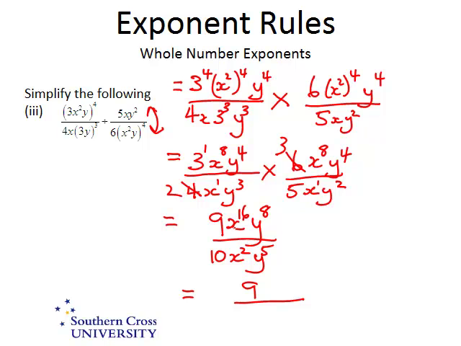Now this becomes x to the 16, subtract x squared, which is x to the 14. Y to the 8, take 5, which is 3, all over 10. We could simplify that 9 over 10 to 0.9 and put it as a decimal, but from a mathematical point of view, leaving it as a fraction is still slightly preferred.